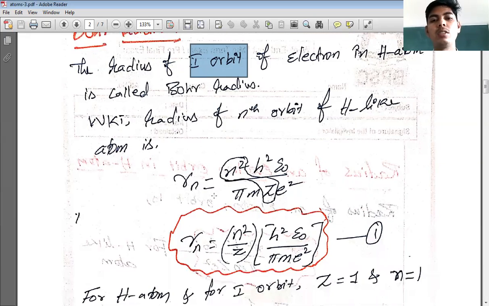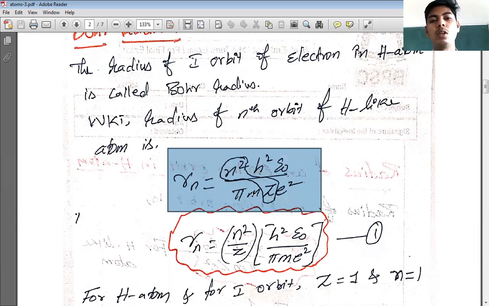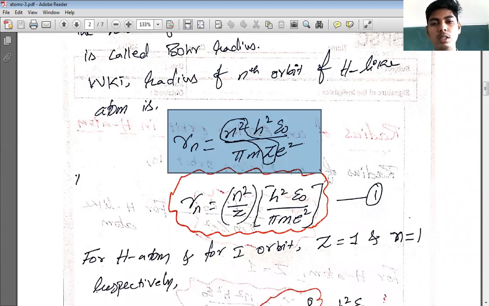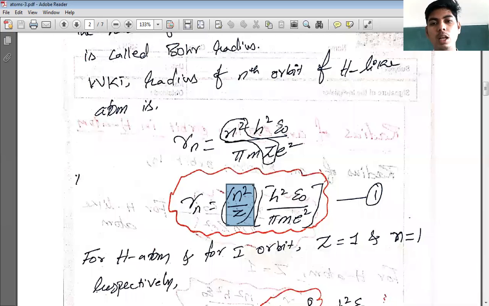We know that the radius of the nth orbit of a hydrogen like atom is given by n square h square epsilon naught divided by pi m z e square. Since n square by z is the variable, I have written it separately. n square by z is written separately. What remains is h square epsilon naught divided by pi m e square.